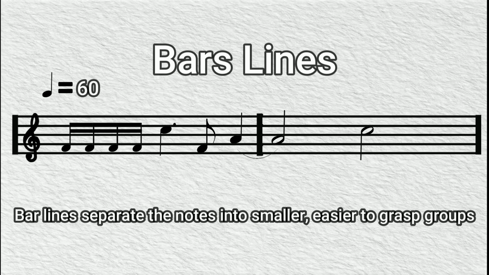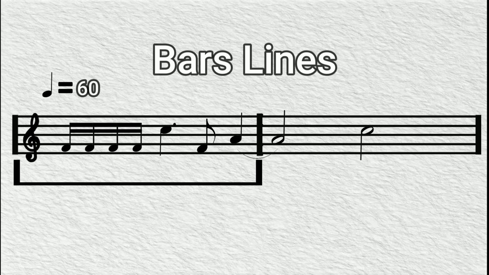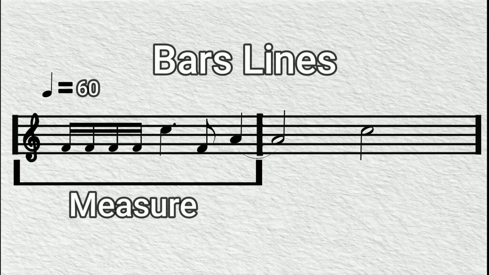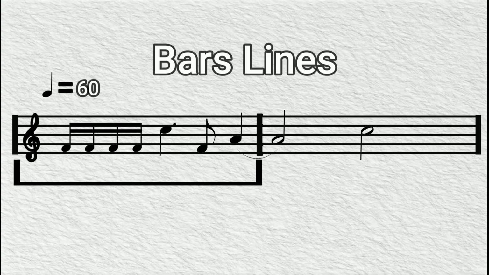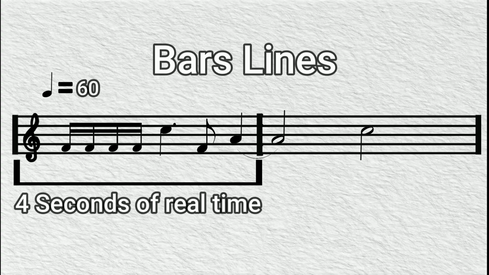Here's an example. Each of those smaller rhythmic groupings is called a measure or a bar. In the example you see right here, all the bars are equal in length, and since the tempo is 60 beats per minute, and each of those bars holds 4 seconds of actual time, it is very common for most or all measures to be the same length, but it's not a requirement.